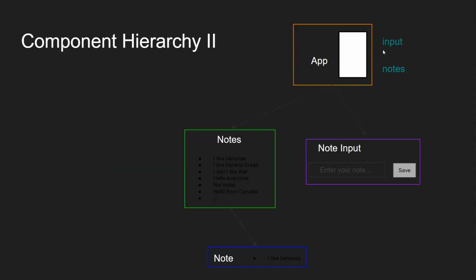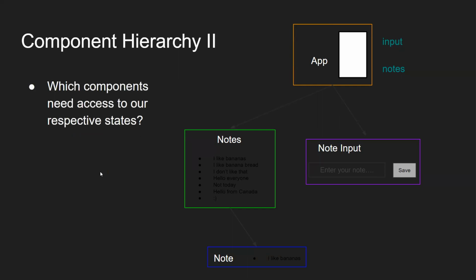Okay, so we have that. We've decided we have two states we need to keep track of, the input and the notes. But now we need to think, if we have input and notes in our app at this level, which components need access to the state? Whoops. I think I just gave the answer accidentally, but let's first think about input. Where might input be relevant in this? I'll give a hint and say it's at the second level. Notes? Okay. That's a good, yeah.